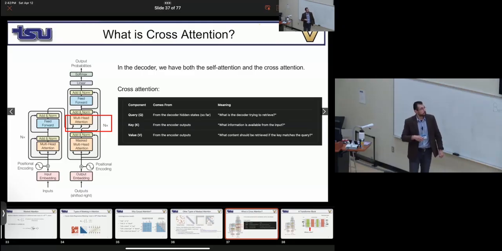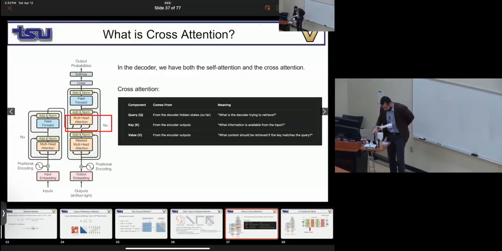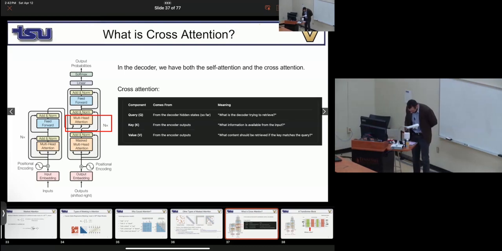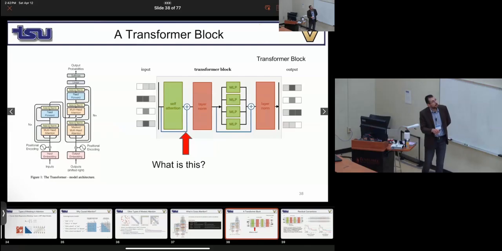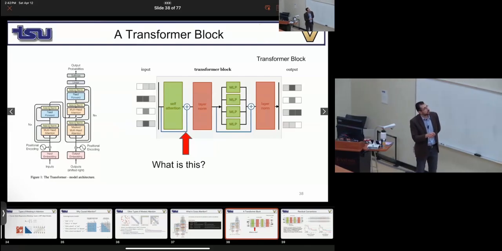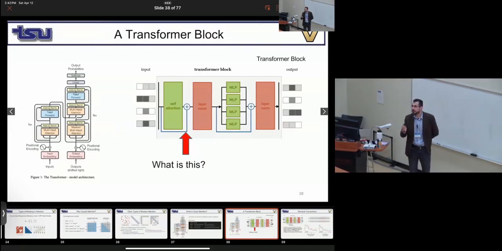Okay? And that's simple enough as well. Okay, so any questions on multi-head attention or cross attention? Are we all good? Okay.